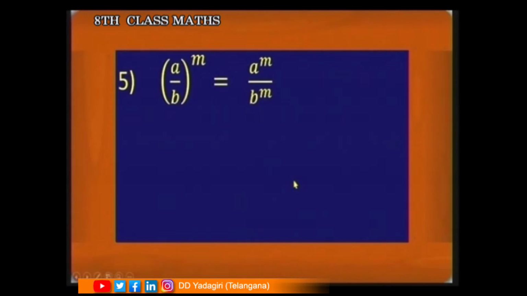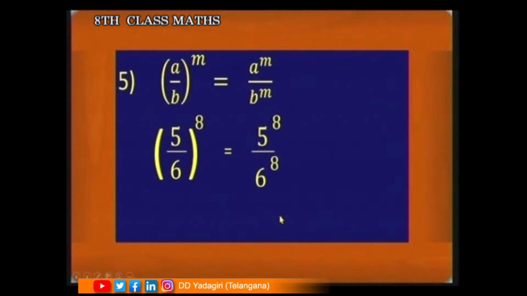Let us go to the fifth law. Here (a by b) whole to the power of m equals a to the power of m by b to the power of m. This is the fifth law. Now you observe (5 by 6) whole to the power of 8. How do we expand this? Using this formula, we can write (5 by 6) whole to the power of 8 as 5 to the power of 8 by 6 to the power of 8.